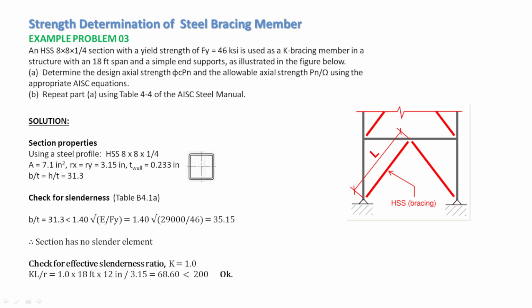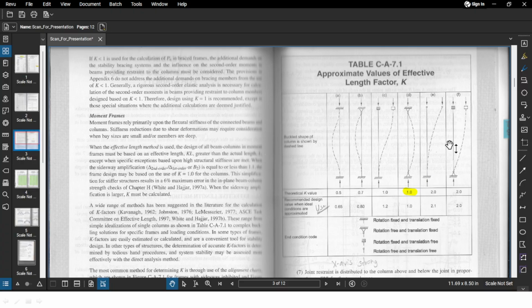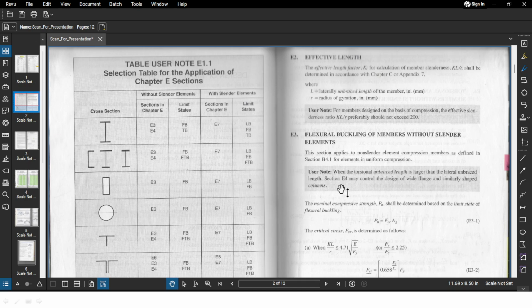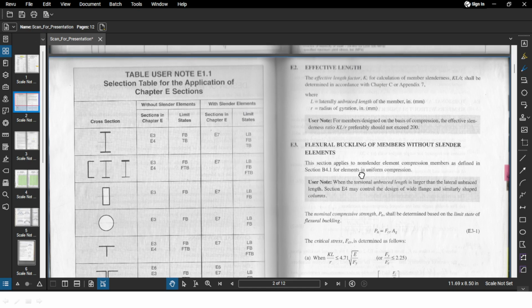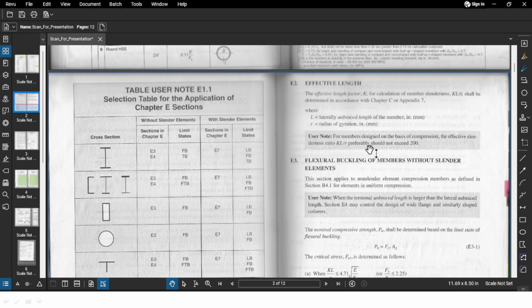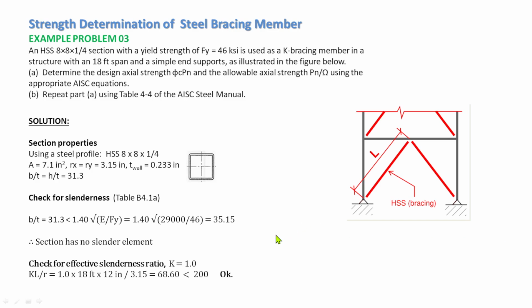This 200 is one of the AISC requirements: for members designed for compression, the effective slenderness ratio KL over r preferably should not exceed 200. That's why we have to check that, particularly for bracing. So we are okay here for slenderness.